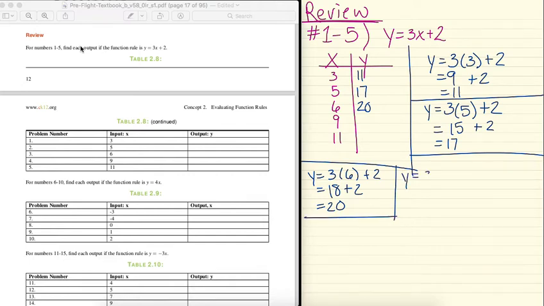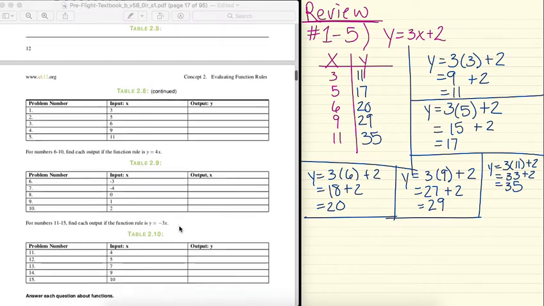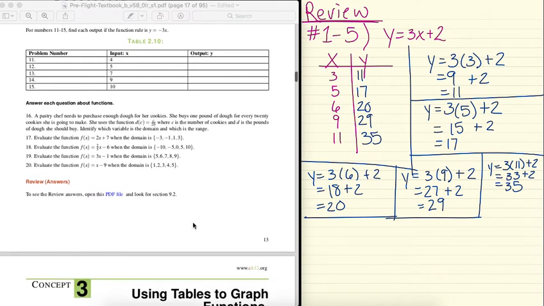Now plugging in 9. 3 times 9 plus 2. 3 times 9 is 27. Adding 2 to that is 29. And the last one, 3 times 11 plus 2. So that would be 33 plus 2, which is 35. So problems 1 through 5 are just filling out these 5 y values in the input-output table. And that's how problems 6 through 10 and 11 through 15 work as well.